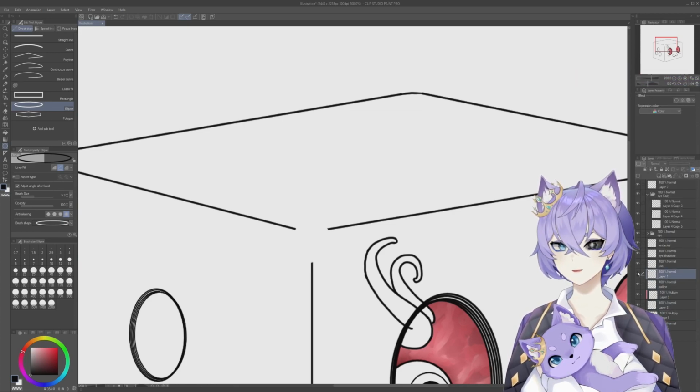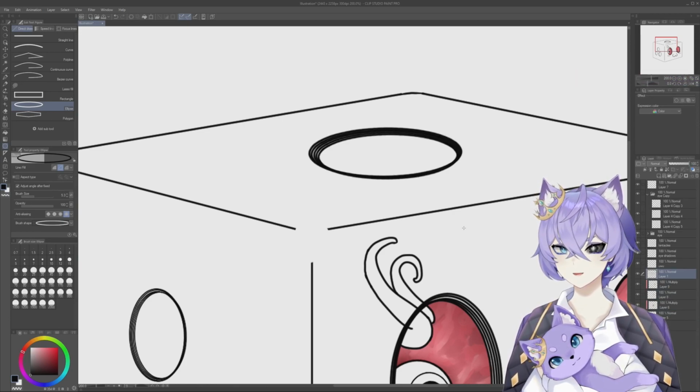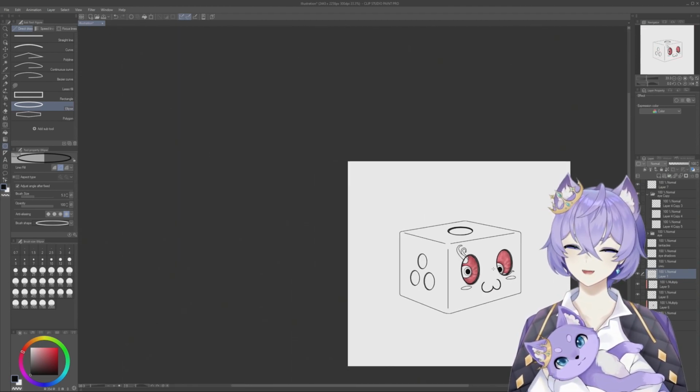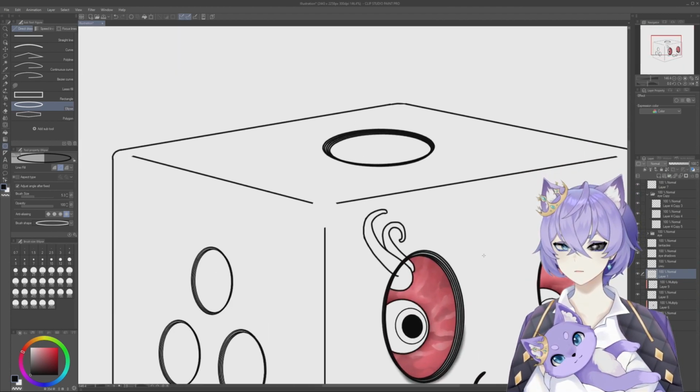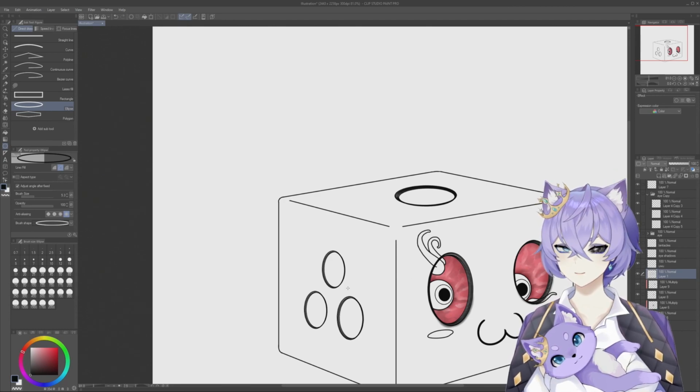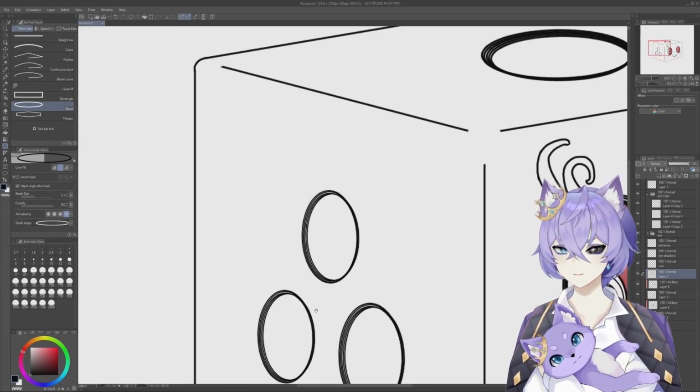Merge selected layers. Okay. And then we can merge this to this. Perfect. We have our dice. Now it's time to make flesh holes for everything.